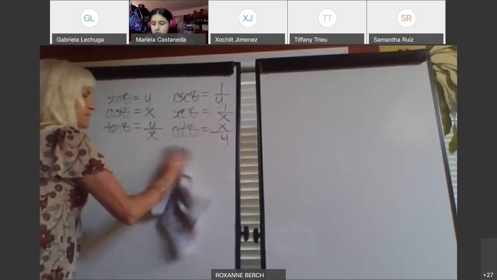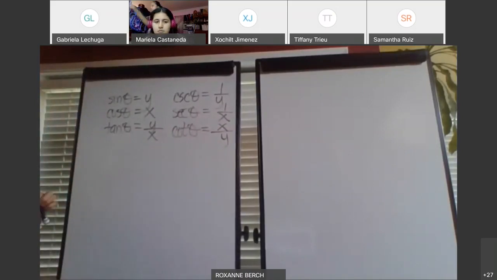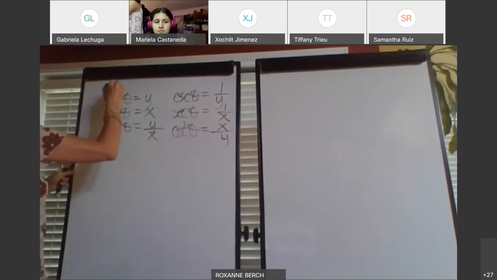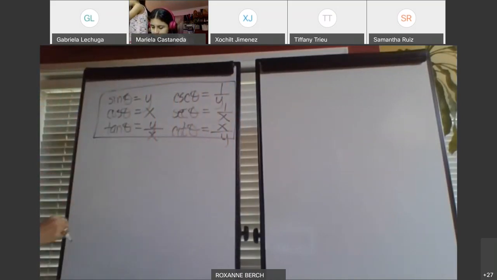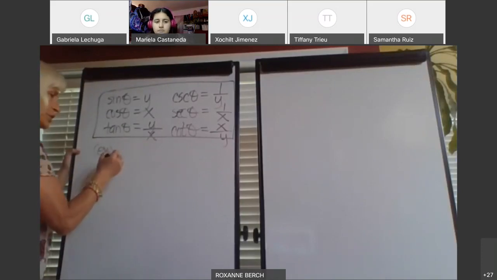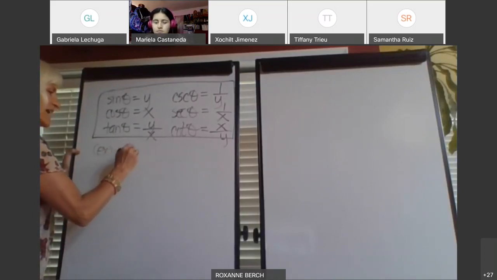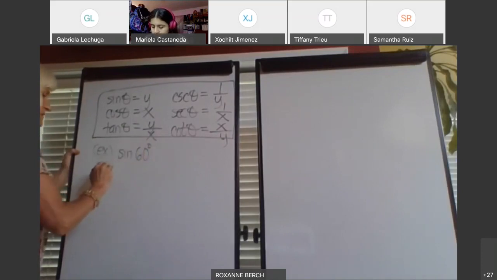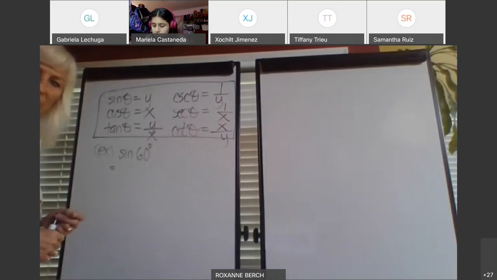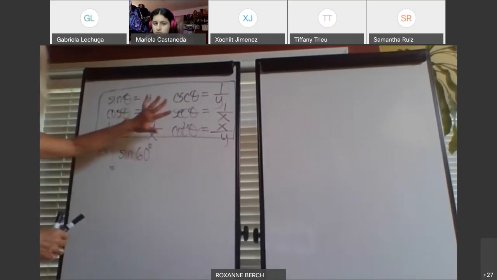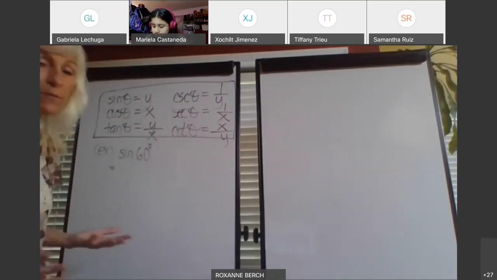All right. So what you're going to want to do is put that in a box. You must know that. Okay, so for example, if I asked you, what is the sine of 60 degrees? That's the y value, right? And you can hold up your hand, but you got to memorize this.